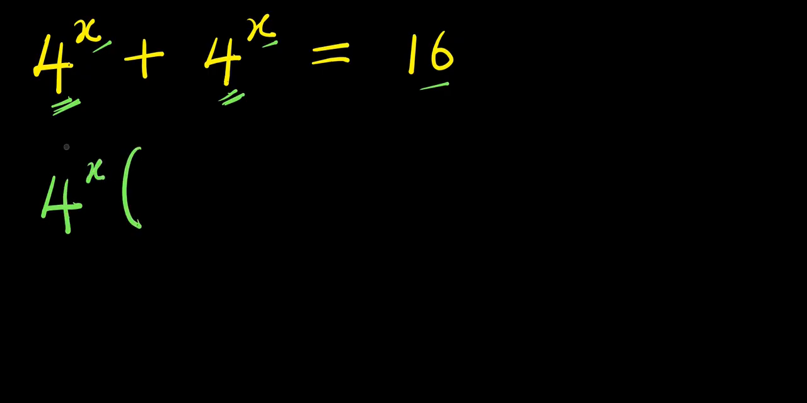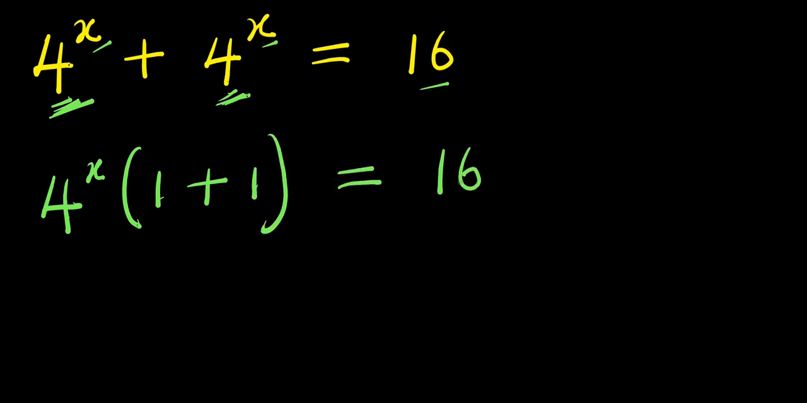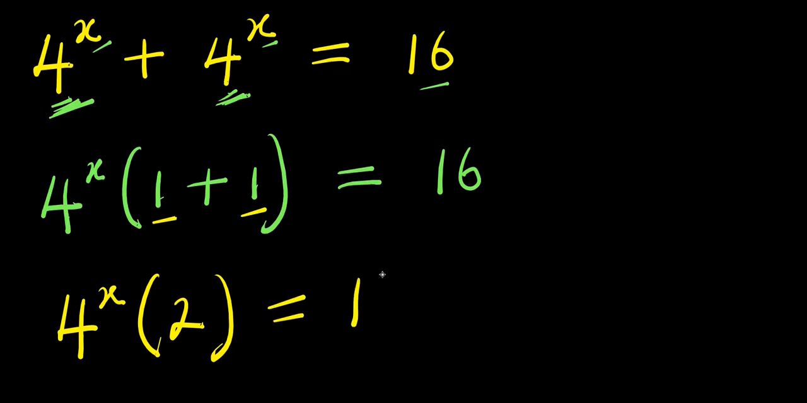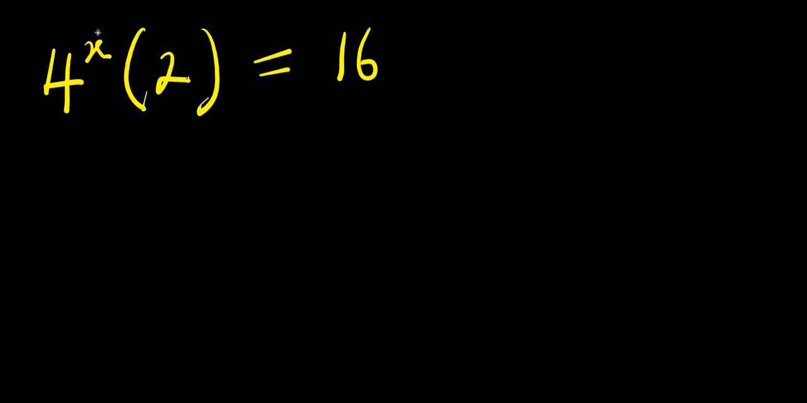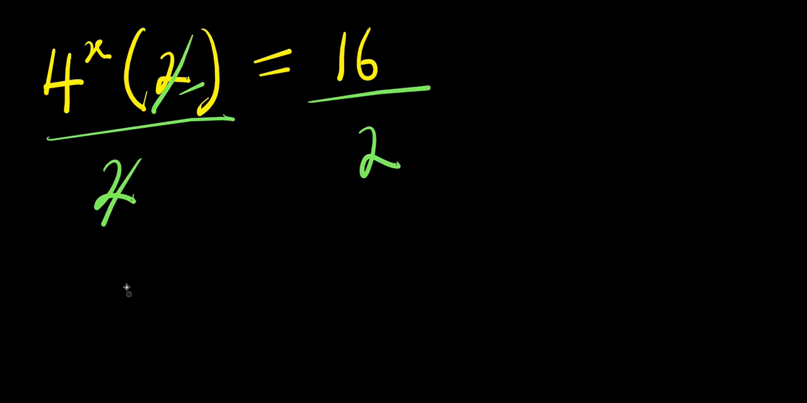4 power x divided by 4 power x, I have 1. Plus 4 power x divided by 4 power x again, I have 1. And this equals 16. From here, I have 4 power x times 1 plus 1, that is 2, and this equals 16. I can divide this by 2, the 2 that we have here, also divide this by 2. 2 eliminates 2, I have 4 power x equals 16 divided by 2, that is 8.